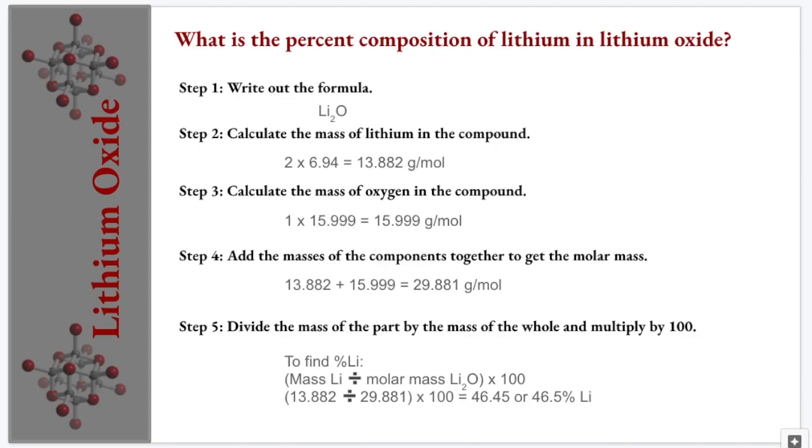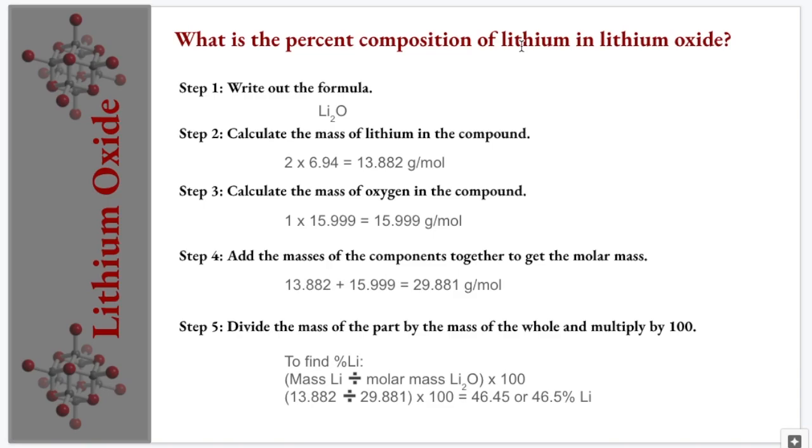So if we were to look at a compound, let's say lithium oxide, and we wanted to know what is the percent composition of lithium in lithium oxide. Okay, so in order to find the percent composition of elements in a compound, one, we need to know the molar mass, which we've practiced before, but then also we need to know the molar mass of the element inside that compound. Okay, so we are going to be focusing on lithium.